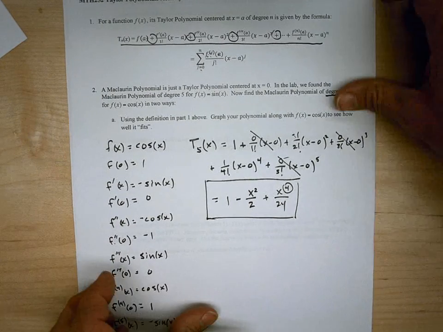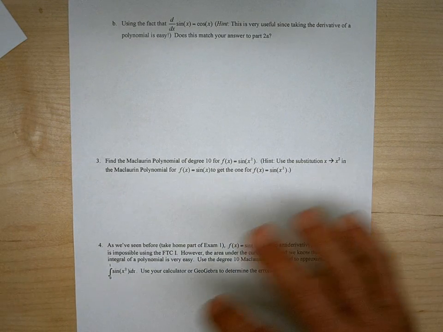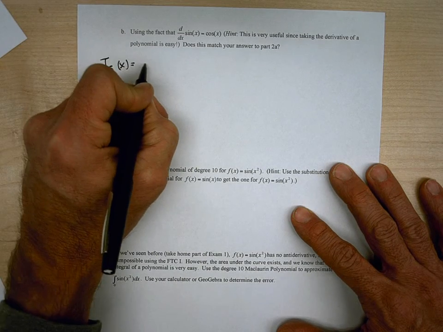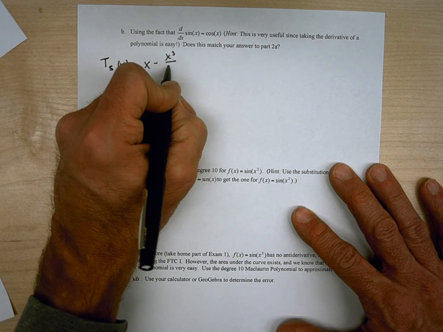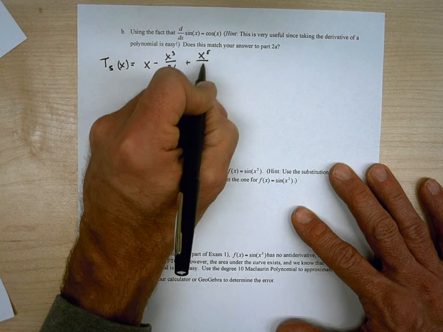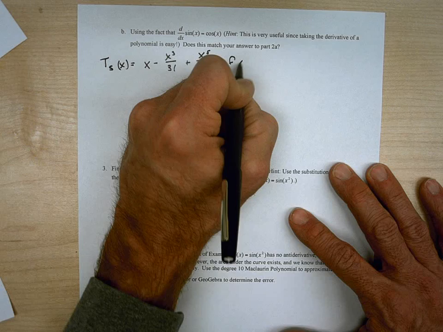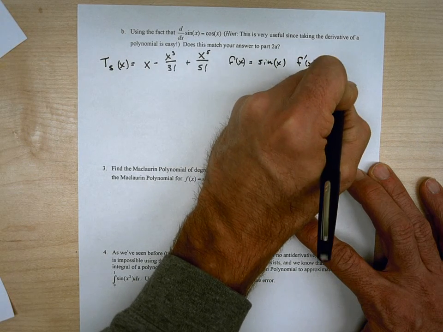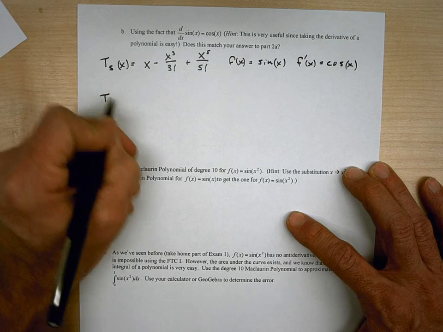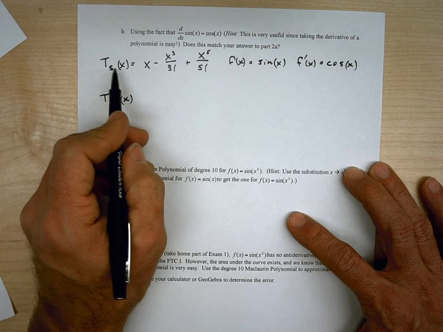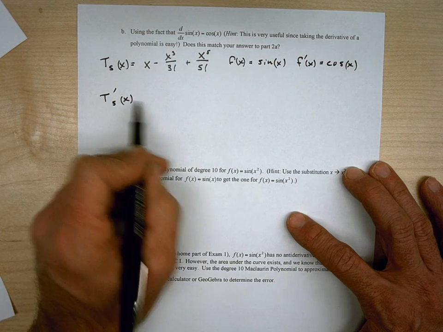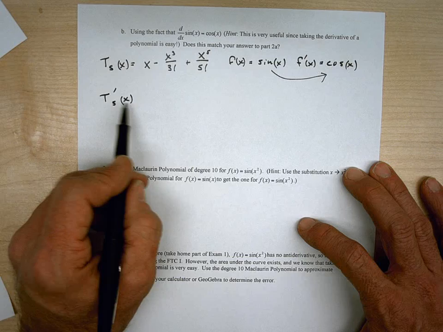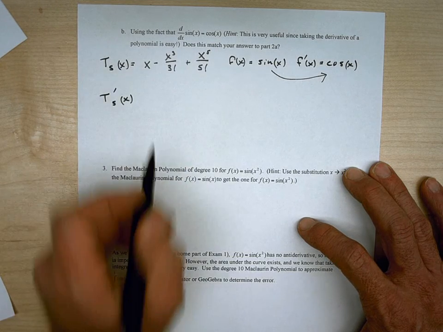All right. Now there's another way we could have gotten that. We saw in the lab that we found T5 of x for sine, and we found that that was x minus x cubed over 3 factorial plus x to the fifth over 5 factorial. And that was when f of x was sine x, right? Well, we know that the derivative of sine is cosine. So the derivative of the Maclaurin polynomial of degree 5 for sine should give us the Maclaurin polynomial of degree 5 for cosine because of this relationship here. Because cosine is the derivative of sine, I could get the Maclaurin polynomial for cosine from taking the derivative of the Maclaurin polynomial for sine.